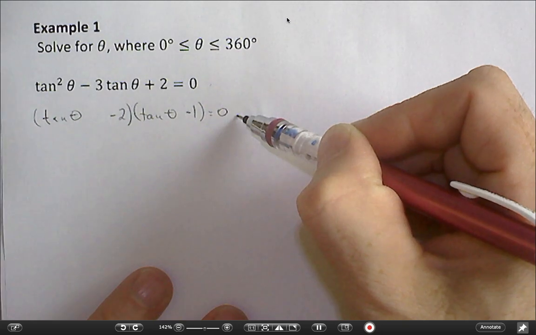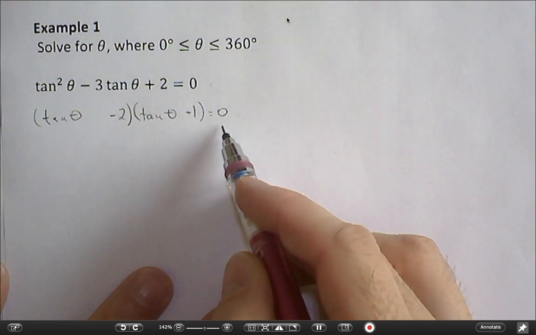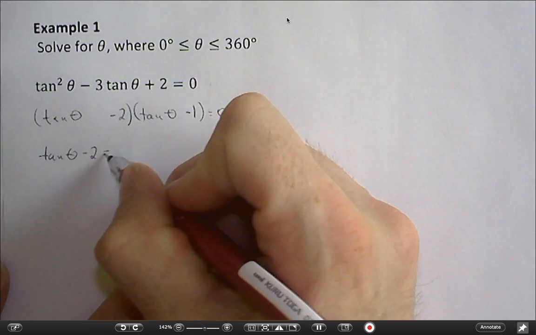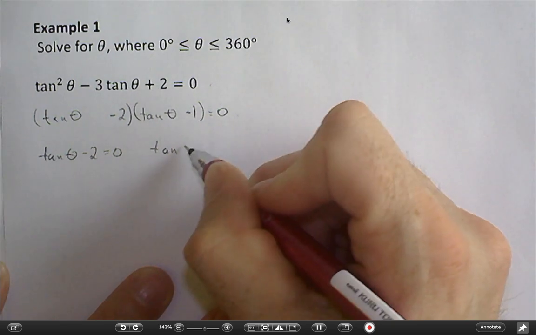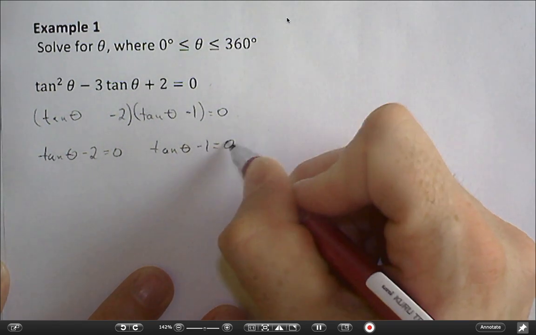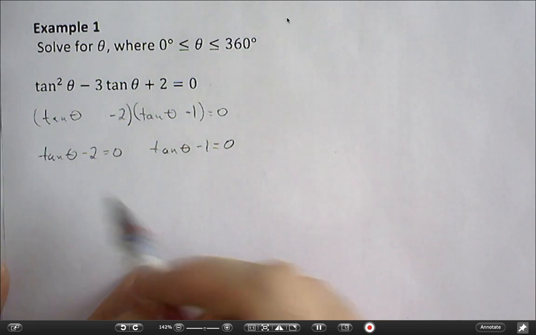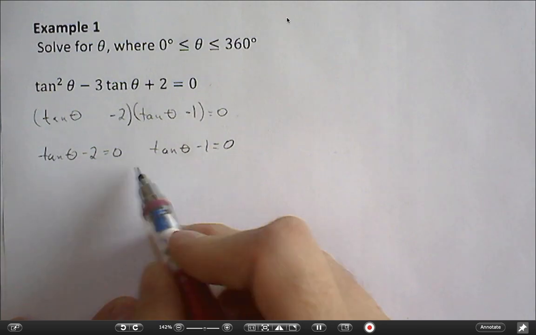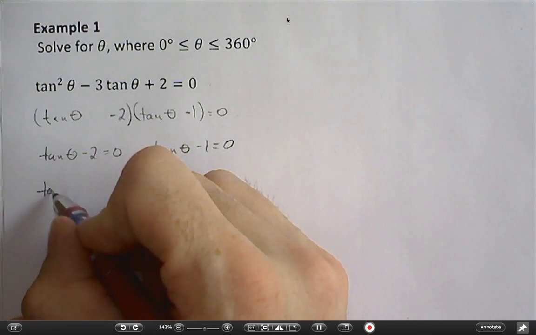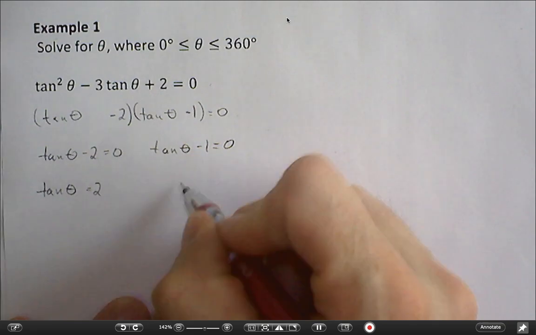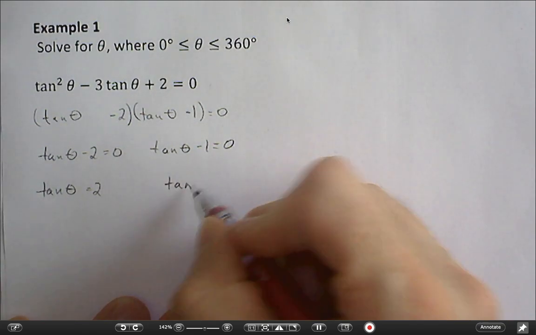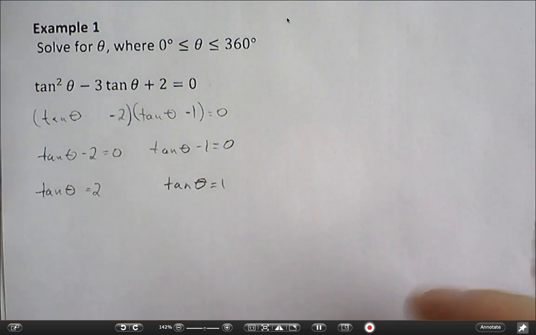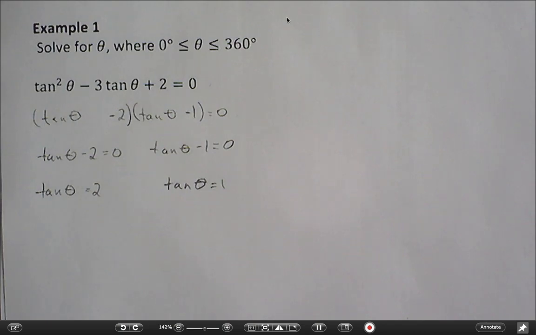Now I'm going to use the zero product property. If two things multiply together to be equal to 0, our first factor can be equal to 0, or our second factor can also be equal to 0. Now I have two factors equal to 0. Tan theta minus 2 is equal to 0. I'm going to isolate for tan theta, so we get tan theta is equal to 2. And from the second factor, we should get tan theta is equal to 1. Hopefully that was all right.